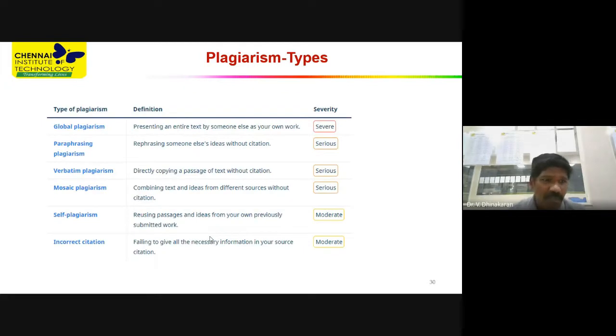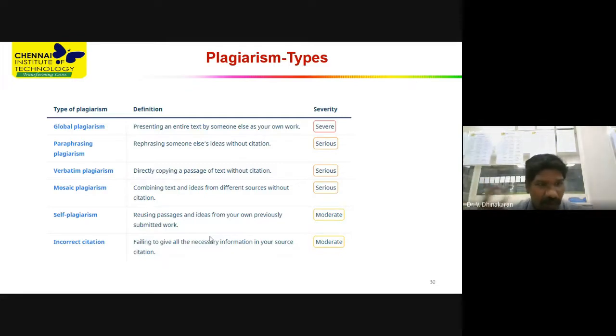And plagiarism may be of six types. It may fall under any one of these categories. It may be global plagiarism, which means your entire content might have been copied from some other work. And paraphrasing plagiarism: you take ideas from some other work, take their wordings, paraphrase them, and do not cite them. Then that is a serious plagiarism.